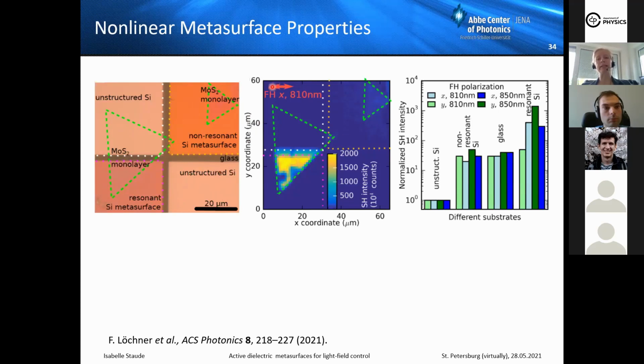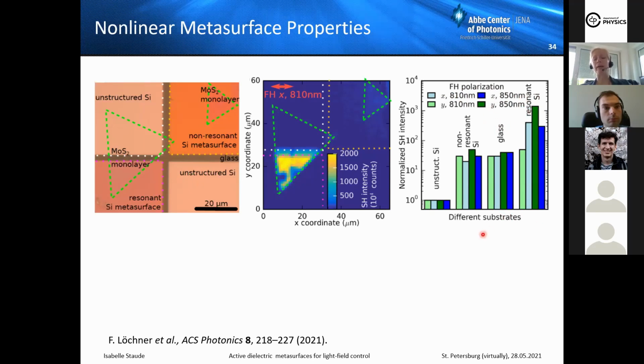From the spatial scan of the second harmonic, we could immediately see that the resonant metasurface, and X-polarization is shown here, had the most enhancement, really here on this resonant metasurface. This is also made quantitative on the right hand side, where we have the different polarizations and different wavelengths in these different colors. Then we compare unstructured silicon, non-resonant silicon, glass, and resonant silicon metasurface. And we see here this was the highest enhancement that we see for the Y polarization at 850 nanometer.